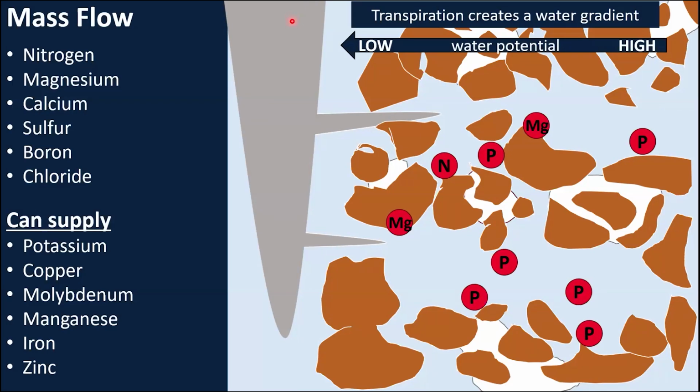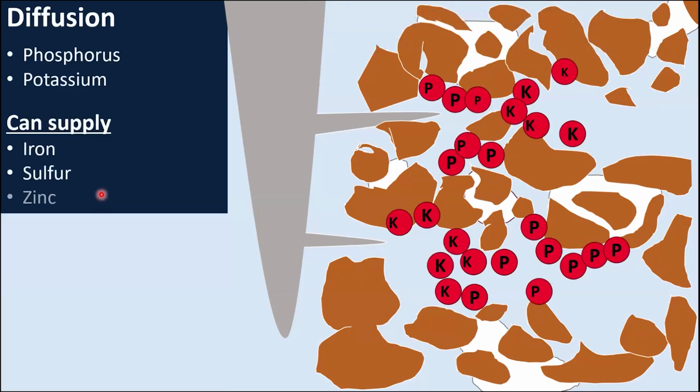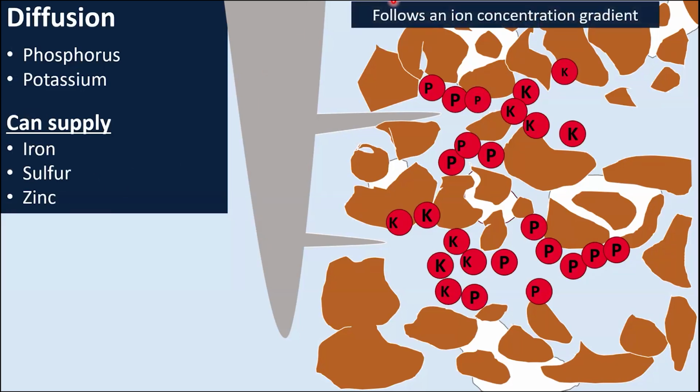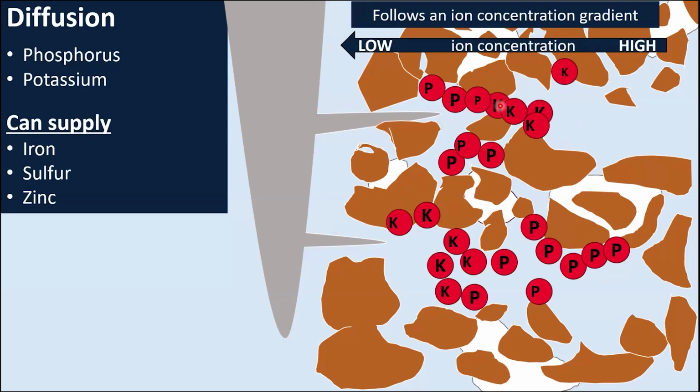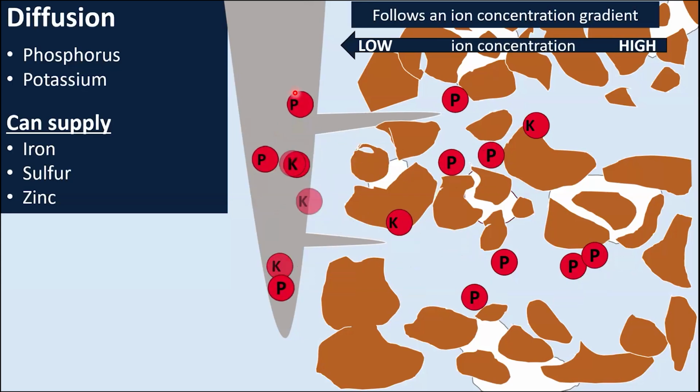However, phosphorus is not necessarily on this list. Phosphorus comes into play when we look at diffusion. That's our phosphorus and our potassium, and sometimes our iron, sulfur, and zinc over here. Diffusion moves via concentration gradient, from a high concentration to a low concentration. The root creates a low concentration gradient around it, so we get this movement from a high concentration of nutrients to a lower concentration. This isn't as efficient because it's just moving via concentration gradient in the soil. So it's not as efficient as mass flow.